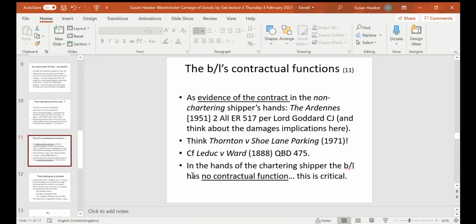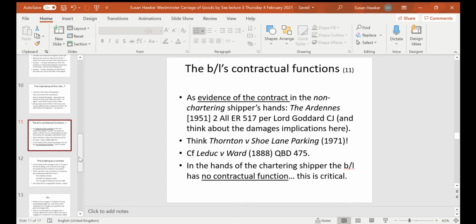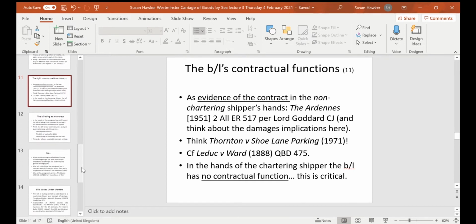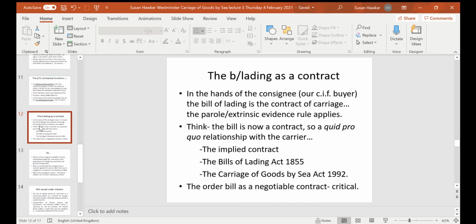And so we go back, just to recap, that in the hands of the chartering shipper, this is not the case. The bill of lading has no contractual status whatsoever. And now we've been through this. The bill of lading is transferred to our CIF buyer, and it sort of pops up as a magic mushroom. And the authority for that today is the Carriage of Goods by Sea Act 1992, which has, one might say, divorced the marriage created by the Bills of Lading Act between holding the property in the goods, the bill of lading, and right of suit. That marriage has been divorced.